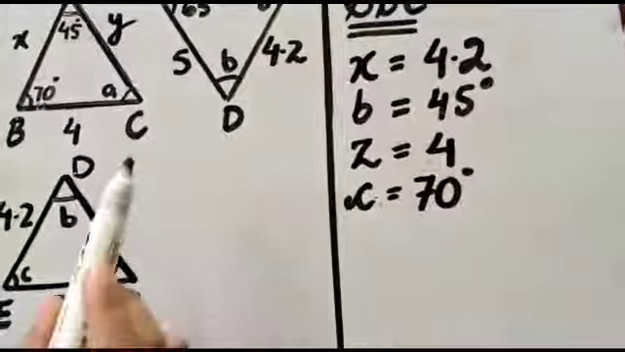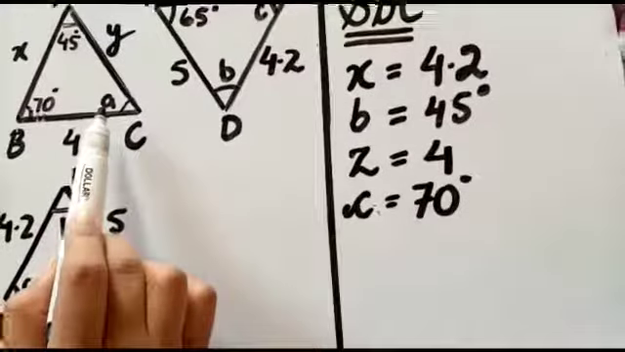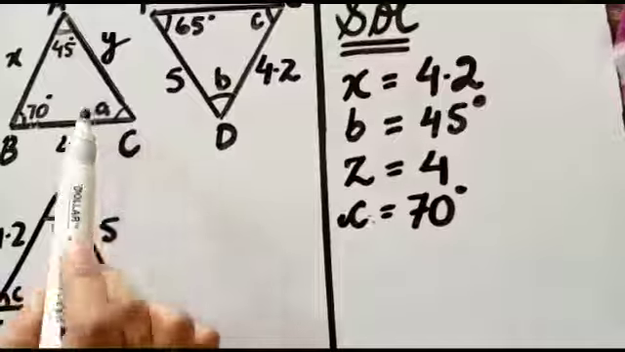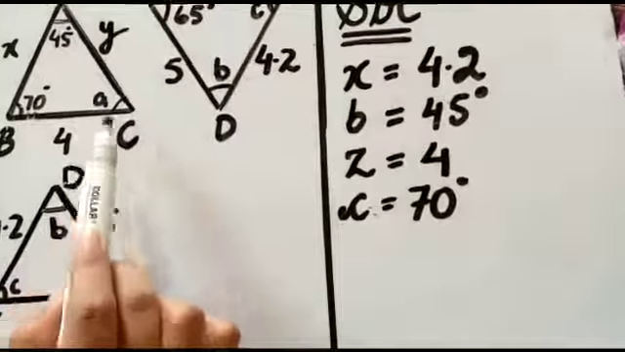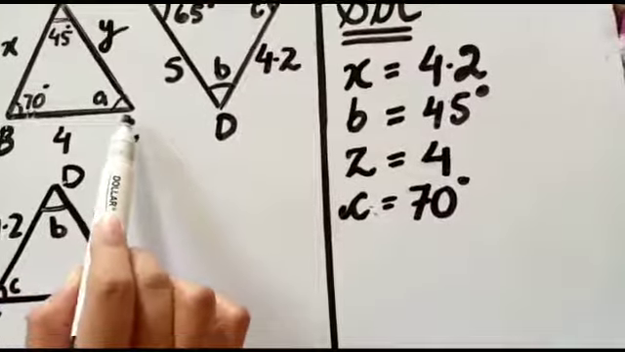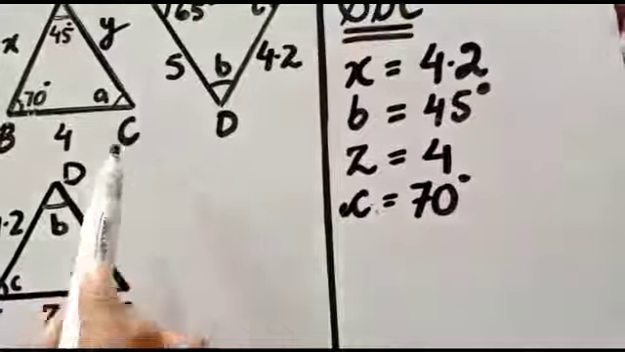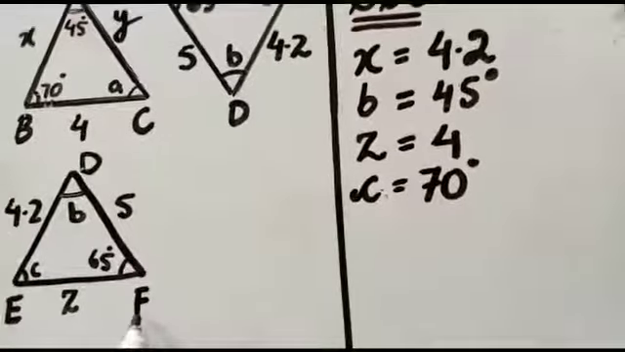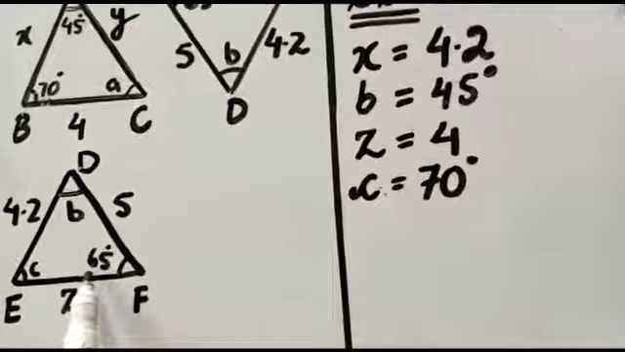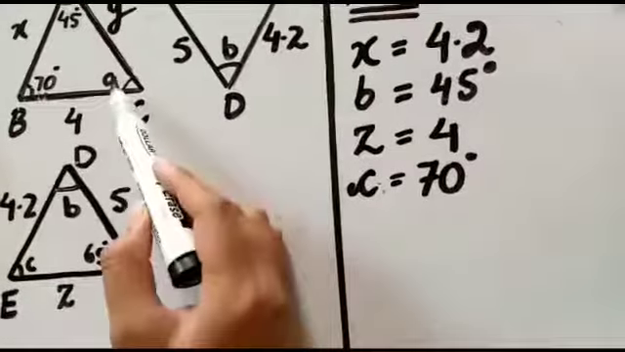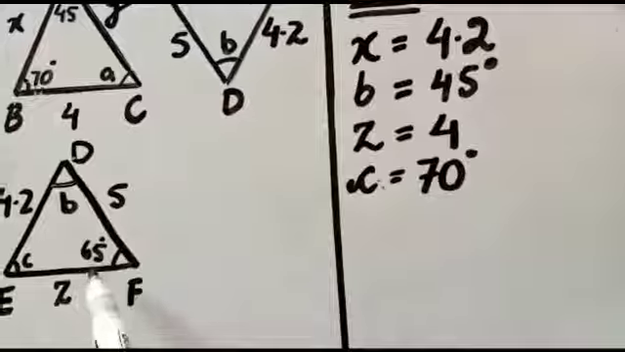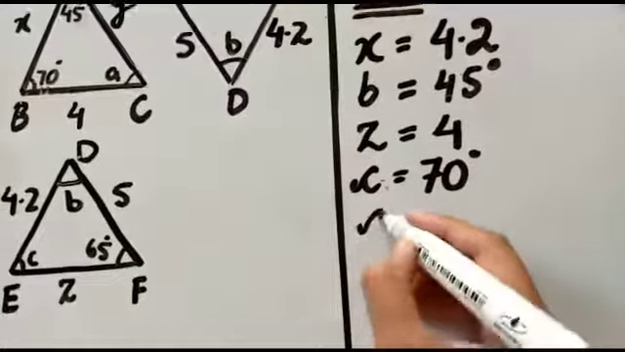Now only one angle is left in the first triangle, that is angle C, and the corresponding angle of C in the second triangle is F, and the value of F is 65 degrees. So I can write A, small a, is equal to 65 degrees.